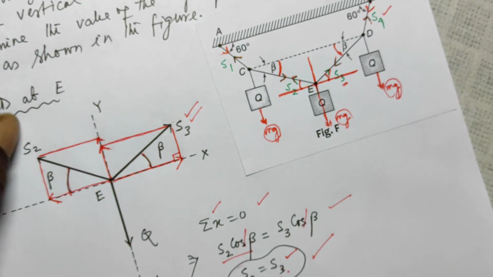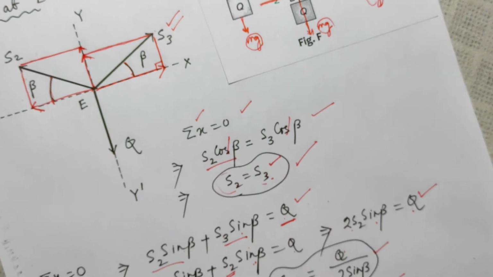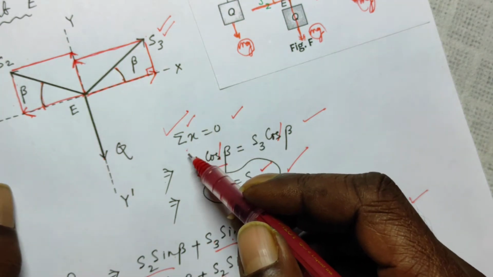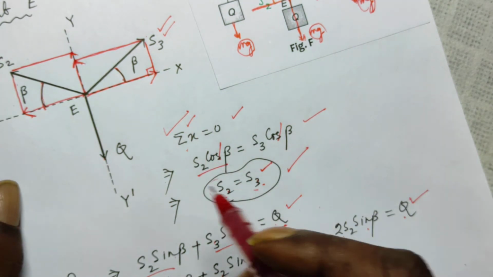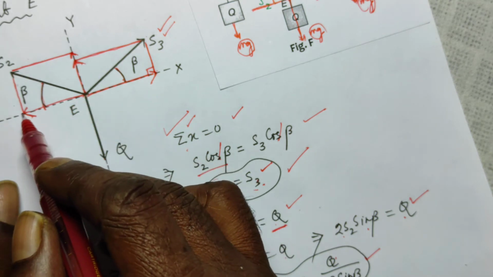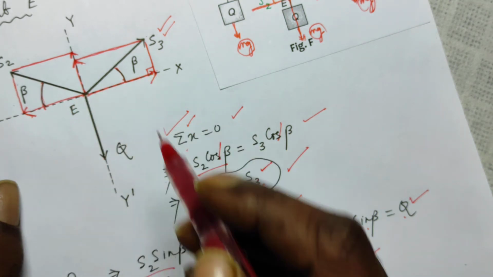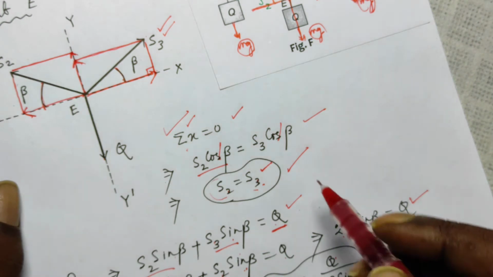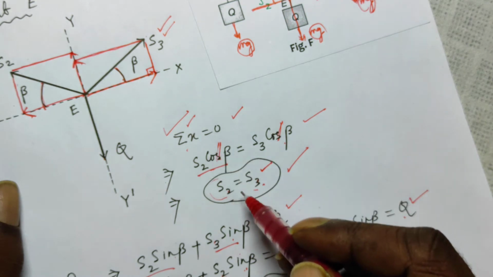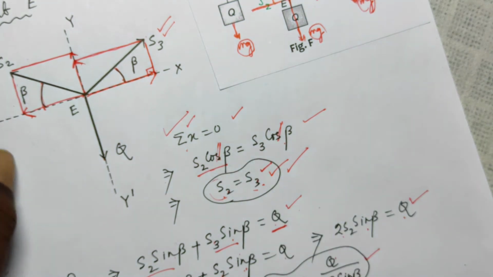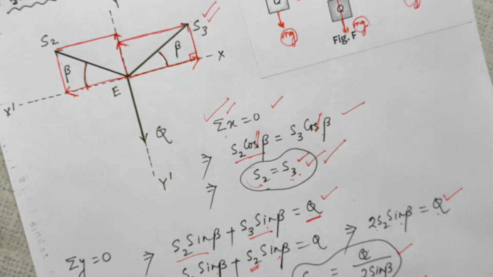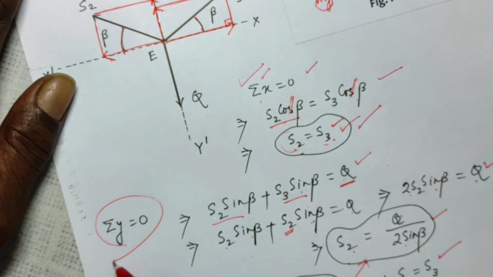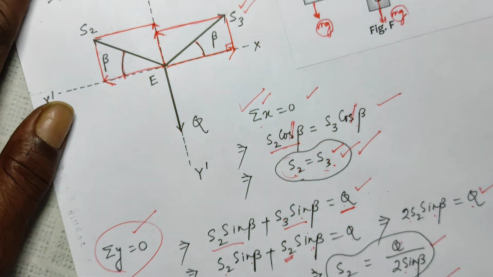Now, let us apply the conditions of equilibrium. Let us take first the x-axis. Sigma Fx is equal to 0, meaning the sum of the forces along the x-axis is 0. So, this is your S2 cos beta and this is your S3 cos beta. They are already opposite. So, if they are equal, they will cancel each other. So, I have made them equal. Cos beta cancels. So, S2 is equal to S3. Now then again apply sigma Fy is equal to 0, meaning the vector sum of the forces along the y-axis is equal to 0.